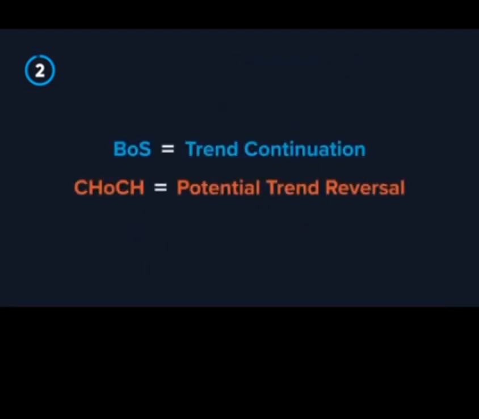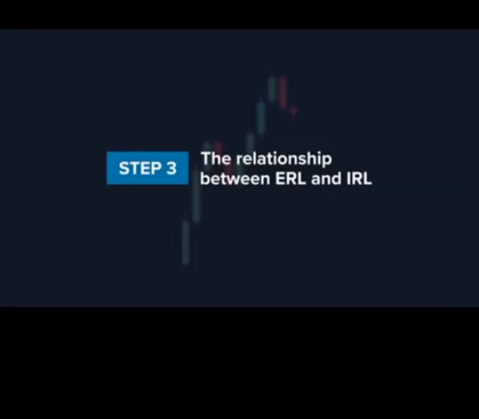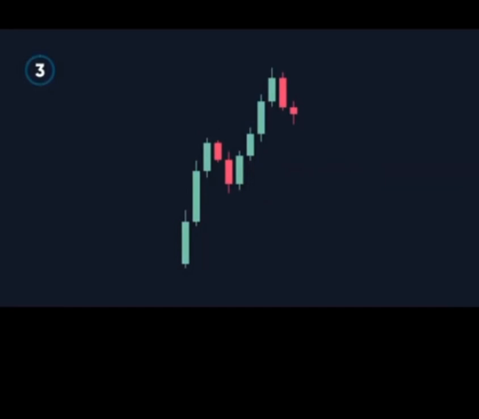So in summary, a break of structure confirms a trend continuation, and a change of character signals that the direction of the order flow could be reversing. We'll now develop what we've covered so far in our next step, which is understanding the relationship between external and internal range liquidity.